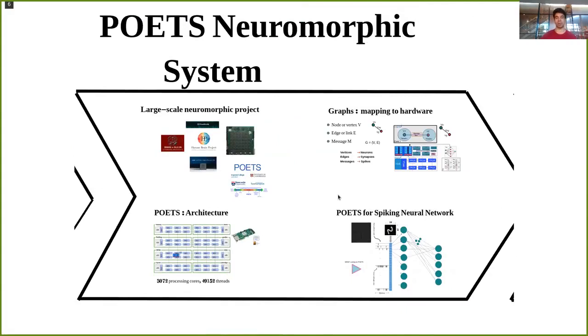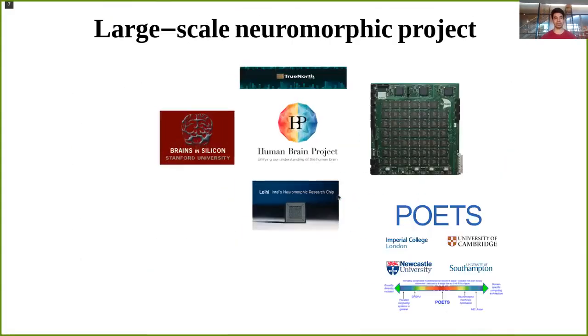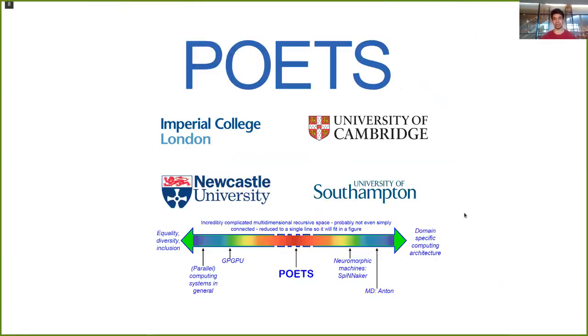Let's talk about our architecture, POETS neuromorphic system. There are large-scale neuromorphic projects which POETS could be part of, for example Loihi from Intel, the Human Brain Project with the SpiNNaker large-scale neuromorphic system, as well as BrainScaleS, TrueNorth from IBM, and Neurogrid from Stanford University. POETS stands for Partially Ordered Event-Triggered Systems, a project between Imperial College, University of Cambridge, Newcastle, and Southampton. From a technology point of view, if we have domain-specific architecture at one extreme, where SpiNNaker could stand, and parallelism at the other, where a GPU could stand, POETS would be somewhere between those two.